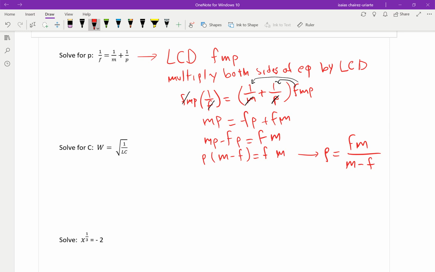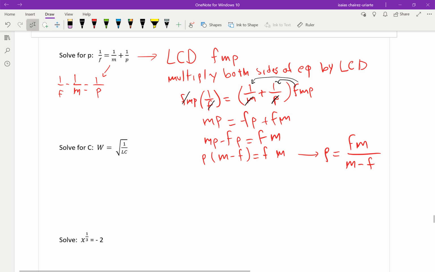And maybe you took a different approach. We should end up with an equivalent expression. This one's a little tricky. Another approach that you could have taken here, you could have also done 1 over F minus 1 over M equals 1 over P, and then get some common denominators, and then cross multiply, and you would have been able to solve that way also. And we should get something equivalent. All right, the next one.